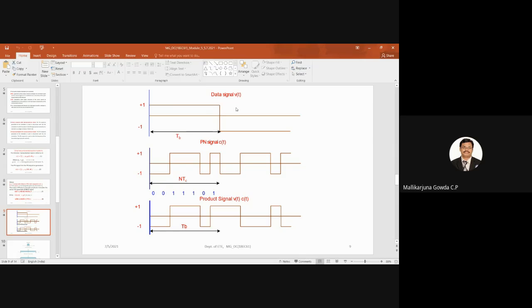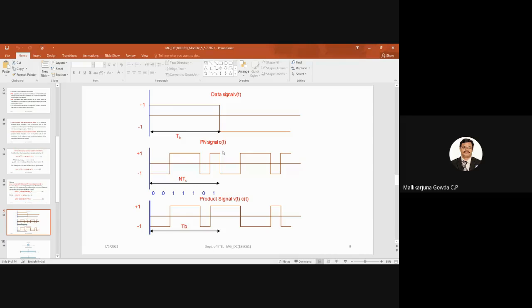Hope it is clear. My information signal is 1 and 0. Only 2 bits I have taken. The bit duration I am writing as TB. I represented 1 by a positive pulse having a magnitude of +1 and 0 by a negative pulse having a magnitude of -1. Okay, so next is the pseudonoise signal.